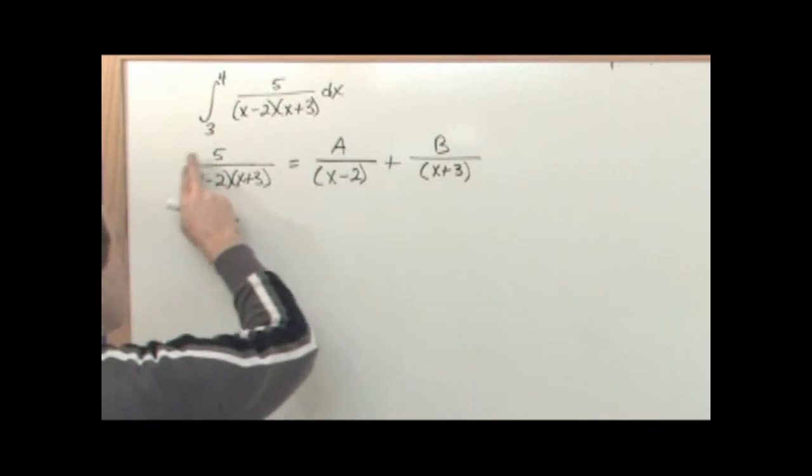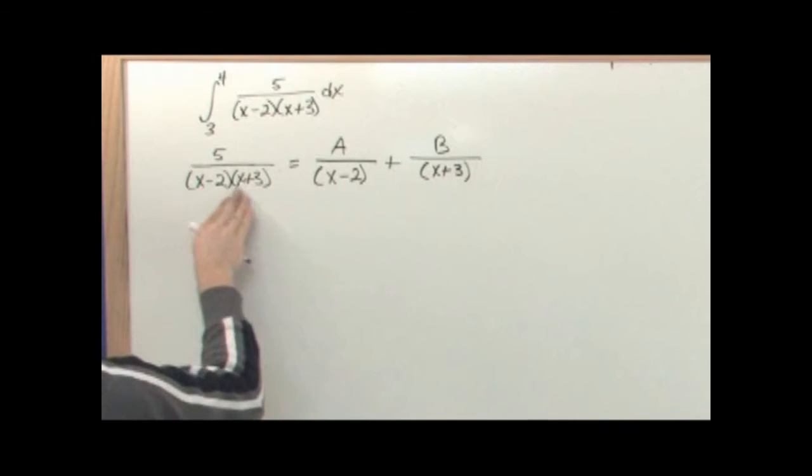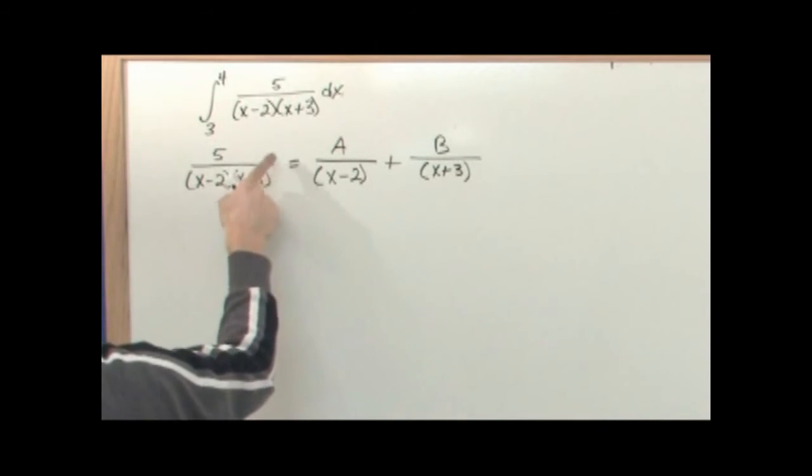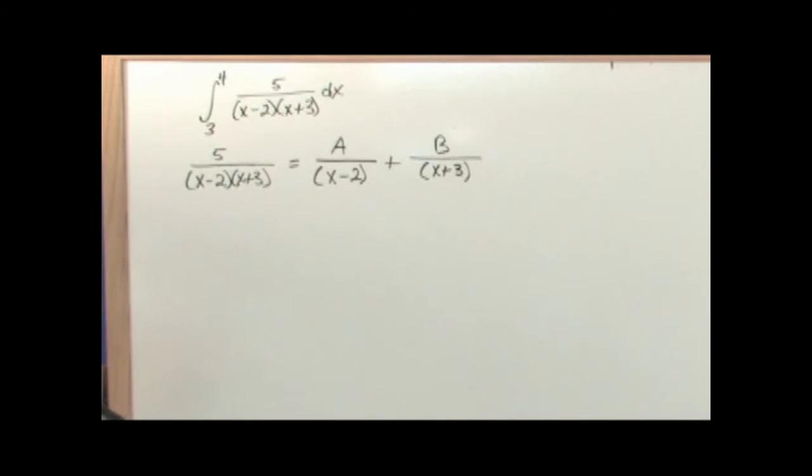This is what it's equal to. Let's just have some unknowns here. I'm going to multiply both sides of the equation by this bottom part here, and that's going to cancel with this. It's going to make a cancellation here for me.